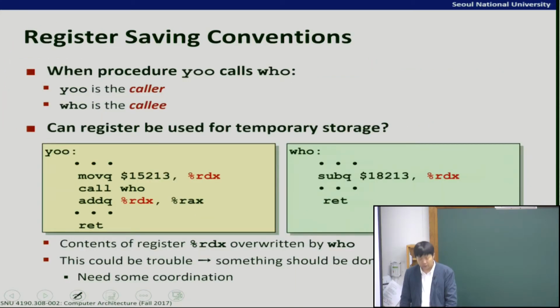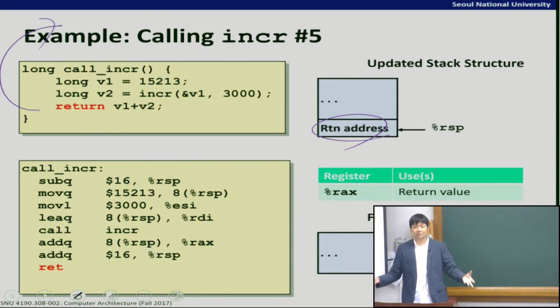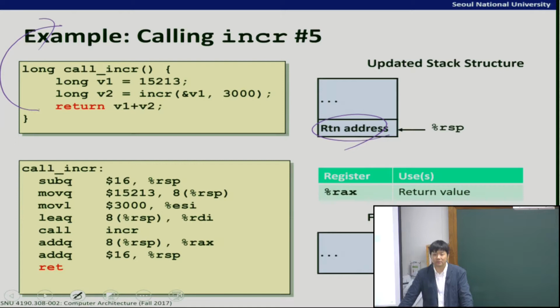Okay. So any questions about this, like how this stack frame grows and shrinks and allocates and deallocates and so on? Any questions about this example?